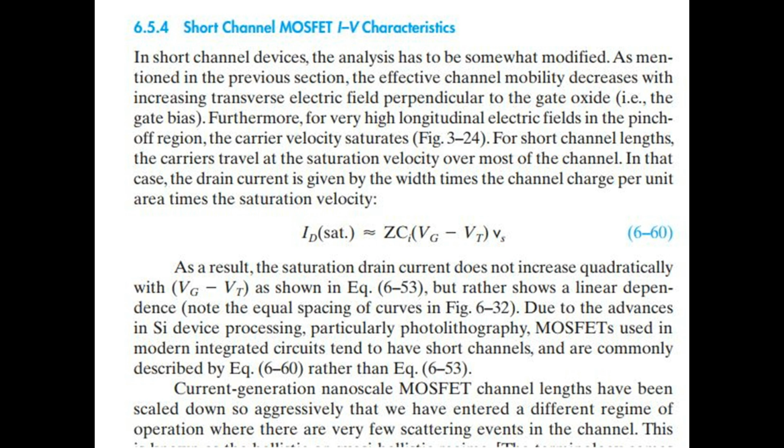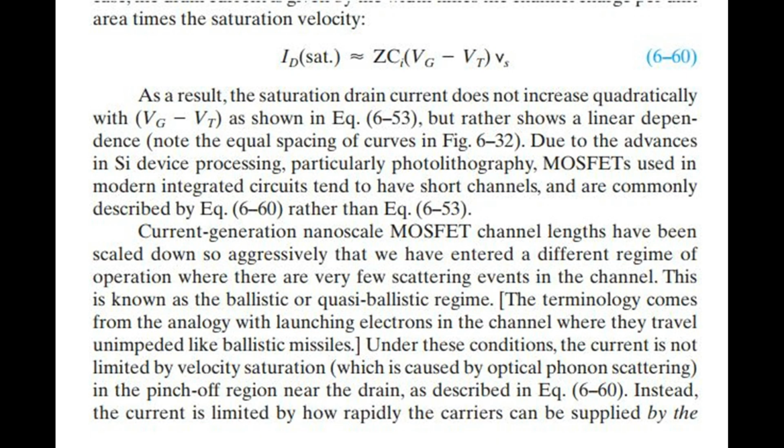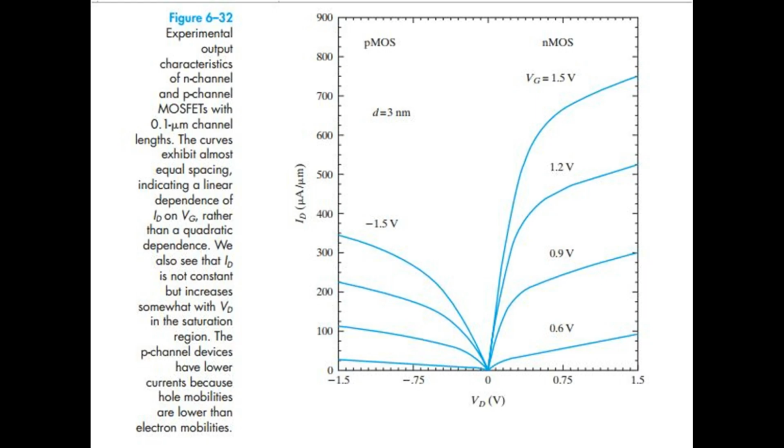Current generation nanoscale MOSFET channel lengths have been scaled down so aggressively that we have entered a different regime of operation where there are very few scattering events in the channel. This is known as the ballistic or quasi-ballistic regime. The terminology comes from the analogy with launching electrons in the channel where they travel unimpeded like ballistic missiles. Under these conditions, the current is not limited by velocity saturation, which is caused by optical phonon scattering in the pinch-off region near the drain, as described in EQ 660. Instead, the current is limited by how rapidly the carriers can be supplied by the source.